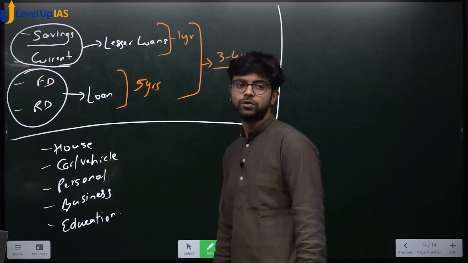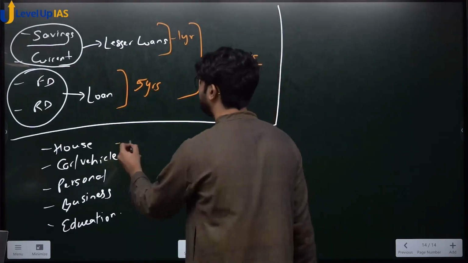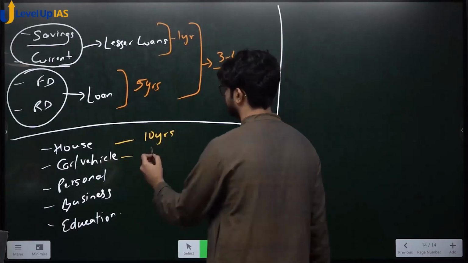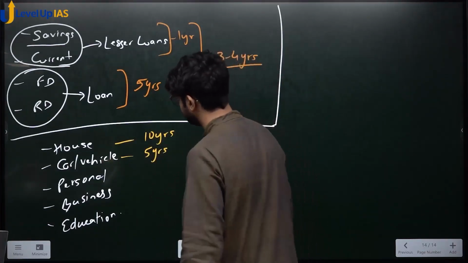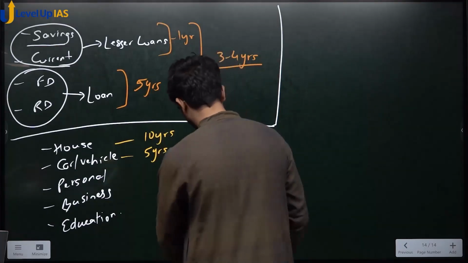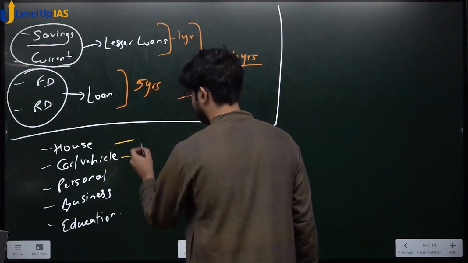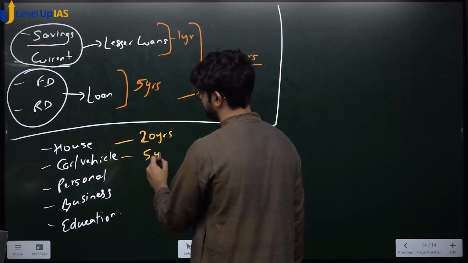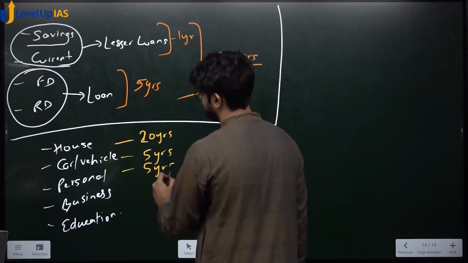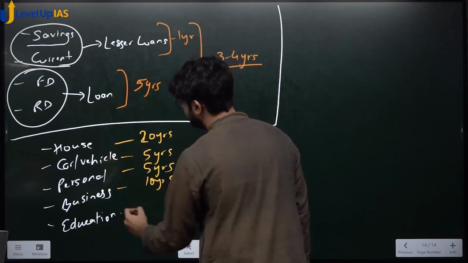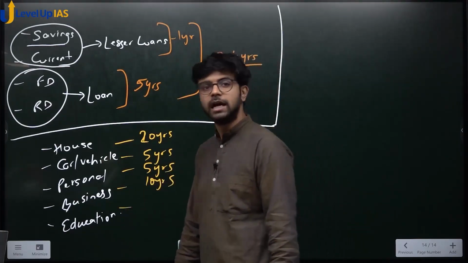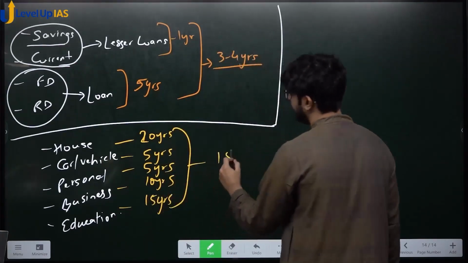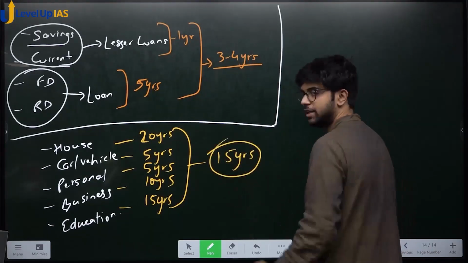What is the duration of a house loan? 10 years average. It can be more also. Vehicle loan 5 years. Okay. Let us make it 20 years. Vehicle 5 years. Personal 5 years. Business 10 years. Education is very long. Education goes on for a long time. Education loan also lasts for 15 years. Suppose. Can I write average as 15 years? Can I write average as 15 years? House loan average is 15 years.